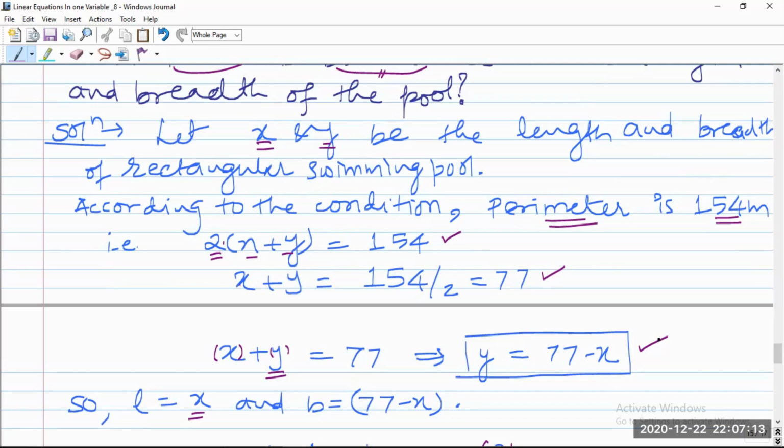So the first condition is given for the same thing, that the second variable can be converted in terms of the first variable only. Whenever such two conditions are given in an example, the first condition can be used to convert the second variable in terms of the first variable. So after getting this, I can say x is the length and breadth is 77 minus x. Okay, so these are the L and B.